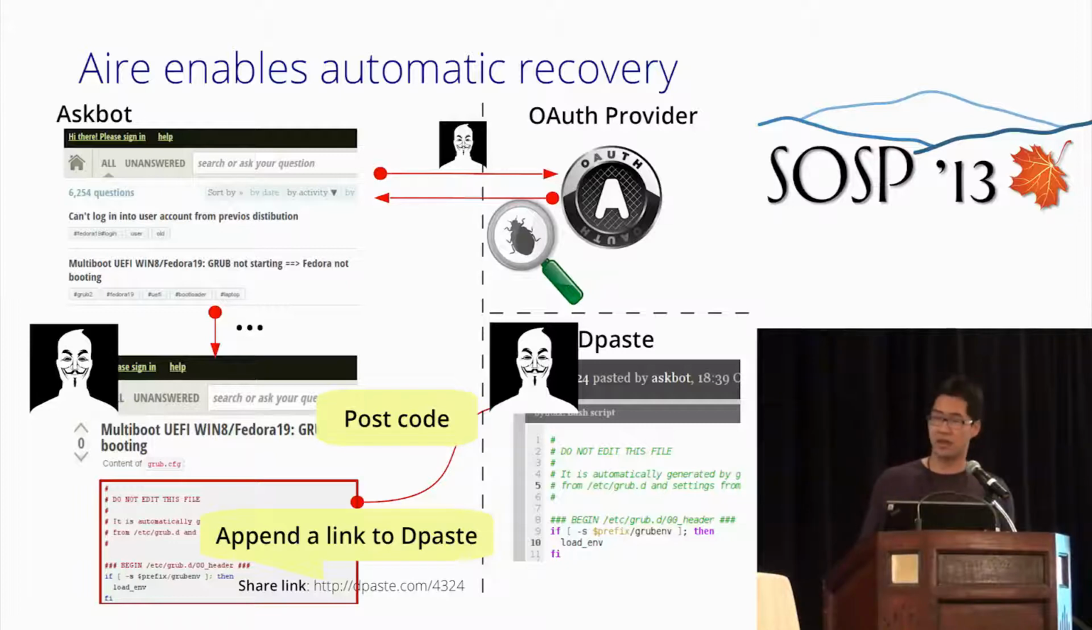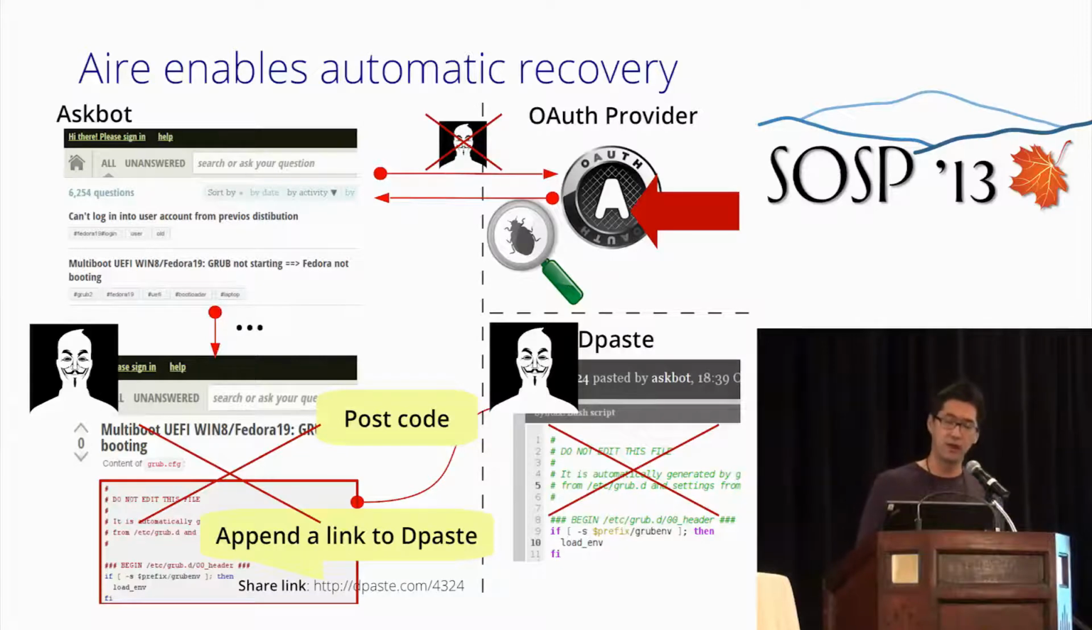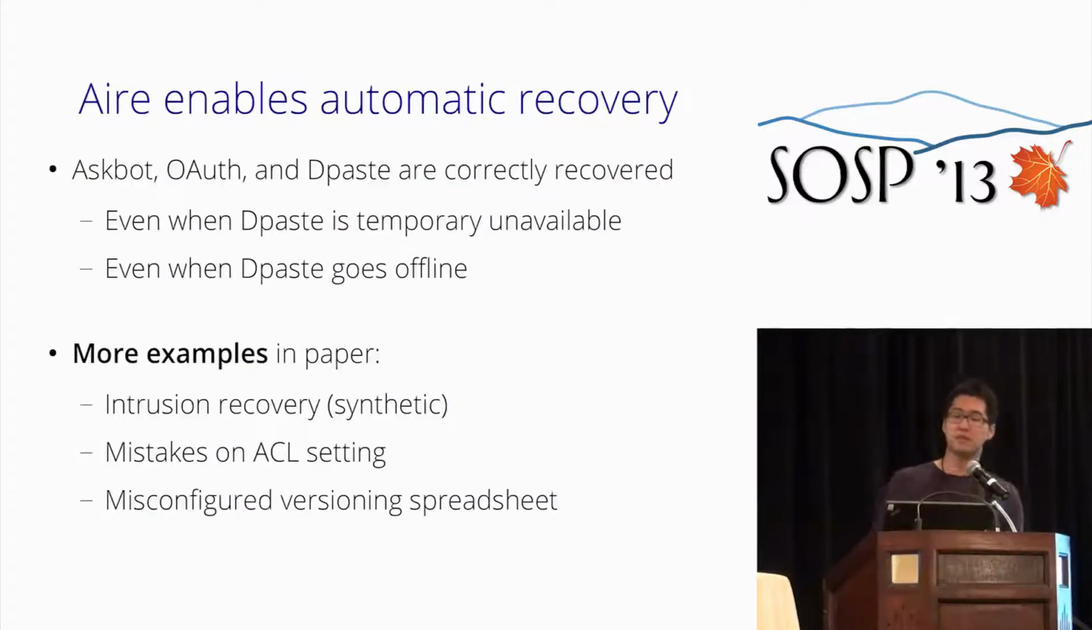After we introduce this attacker, we initiate the automatic recovery from the OAuth provider. And then we check if we could remove the access token of the attacker in the OAuth provider. And we check if Askbot successfully removed the posting by the attacker, and similarly in Dpaste. As a result, we could successfully remove those attacks from our services, even if Dpaste is temporarily unavailable, even if Dpaste goes offline. In fact, there are more examples in our paper, including intrusion recovery and mistakes in ACL settings and a misconfigured versioning spreadsheet.